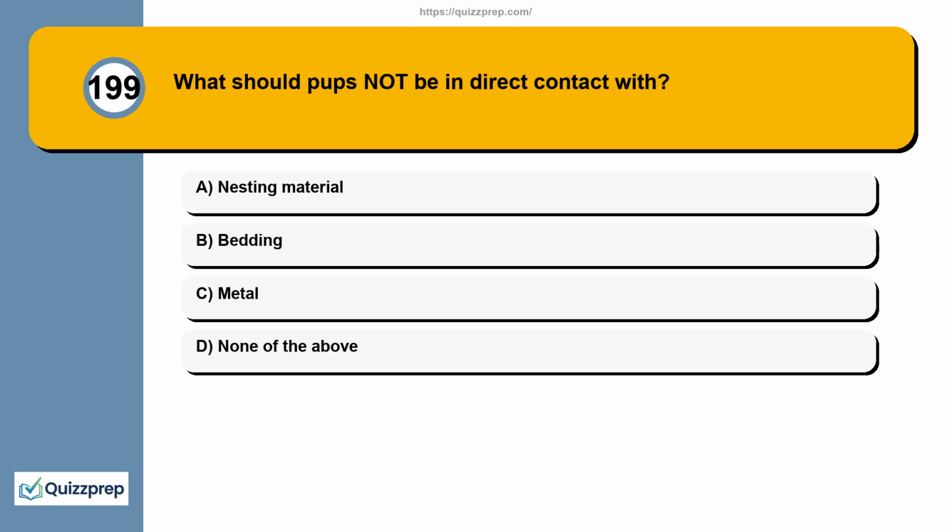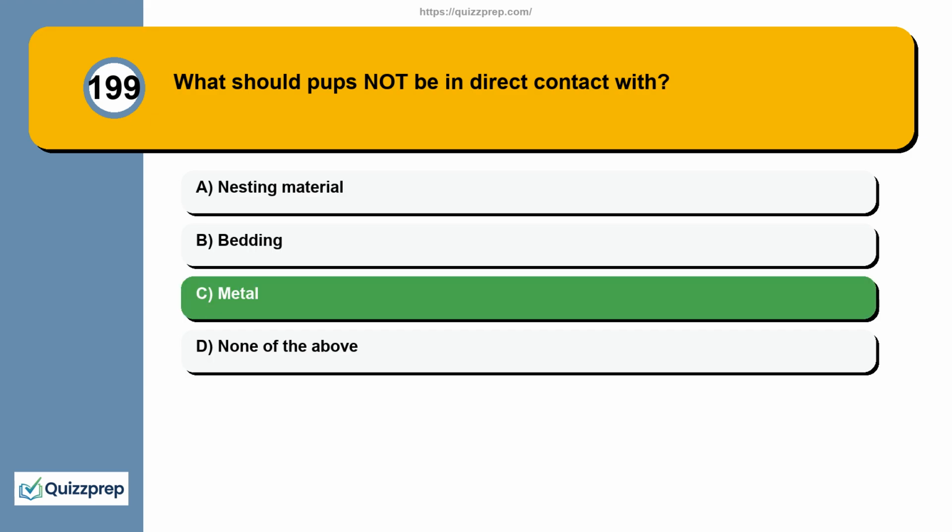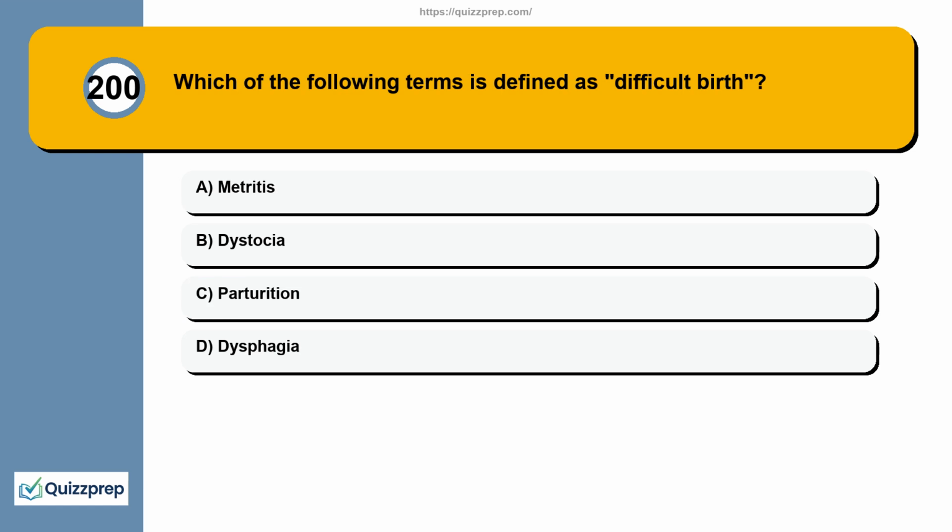Option A. Nesting material. Option B. Bedding. Option C. Metal. Option D. None of the above. The correct answer is option C. Metal. Question 200. Which of the following terms is defined as difficult birth?